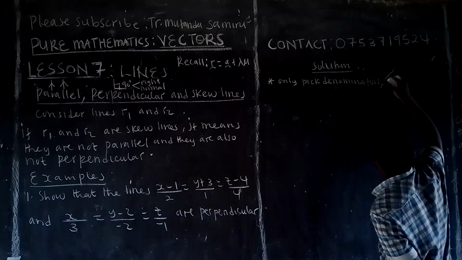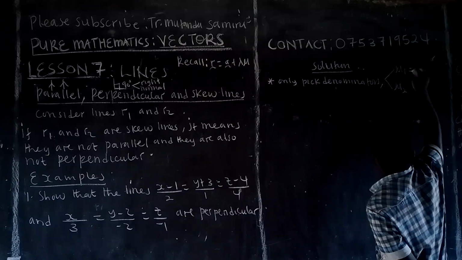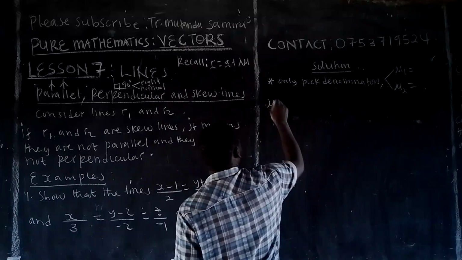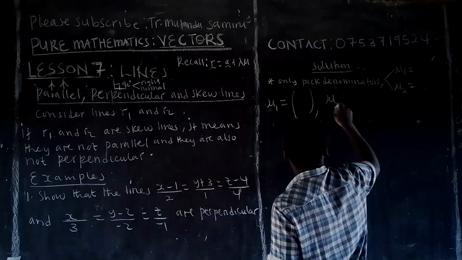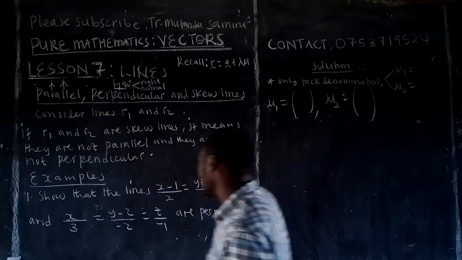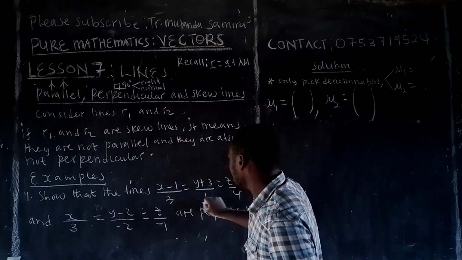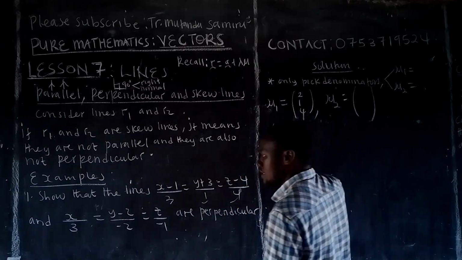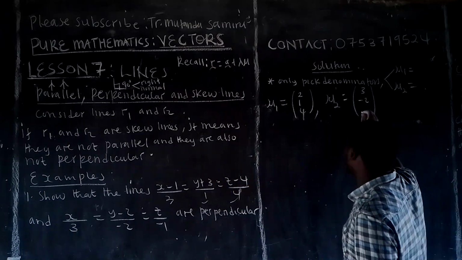The denominators here we can call mu1 and mu2. Now, what is our mu1 and mu2? Mu1 is the denominators in line 1. This is my line 1. I'll pick the denominators here, and that will give me my mu1. That is 2, 1, and 4. Then mu2 will be from 3, negative 2, and negative 1.